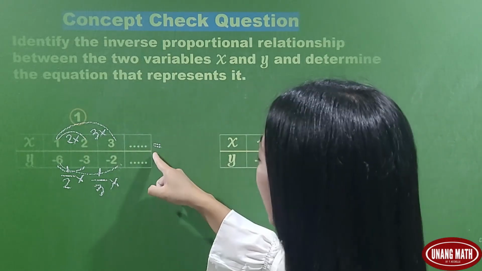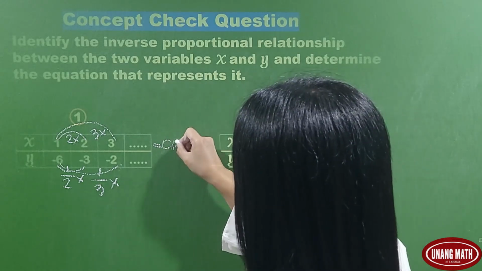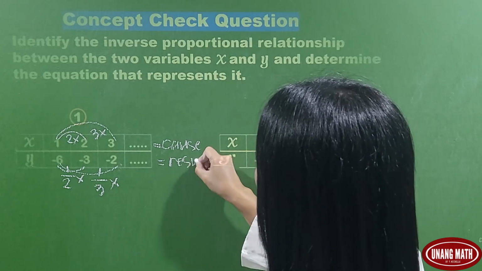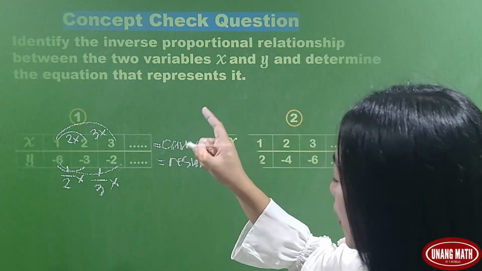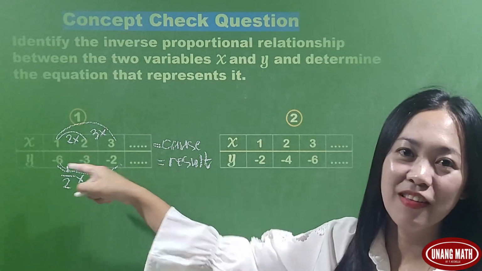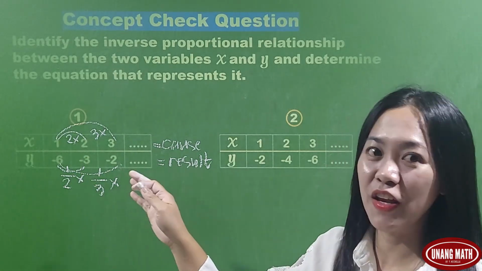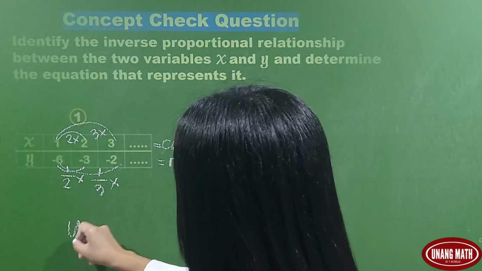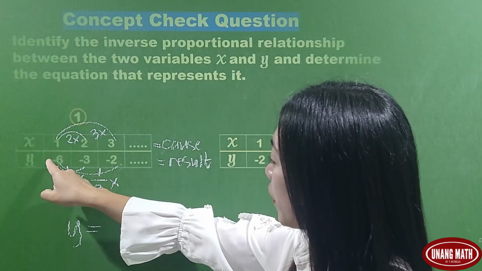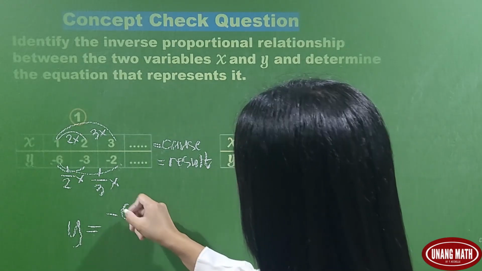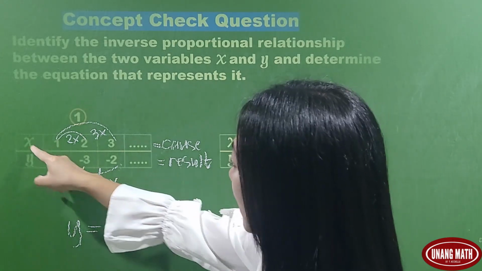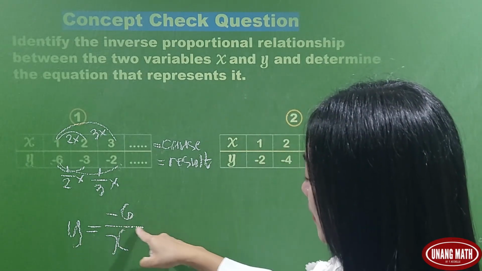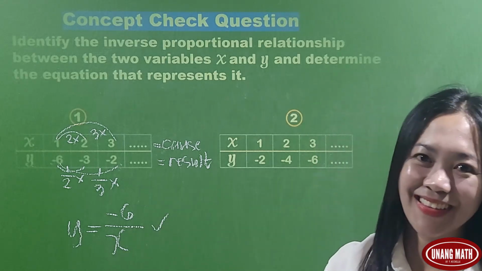x can be understood as the cause and y is the result. So what would be the equation that represents these two quantities that are inversely proportional? To find the value of y, we have to divide negative 6 by x. So our equation is y is equal to negative 6 over x.